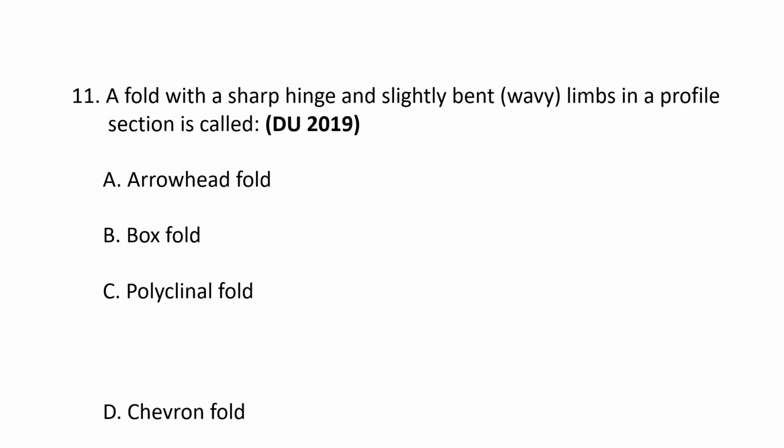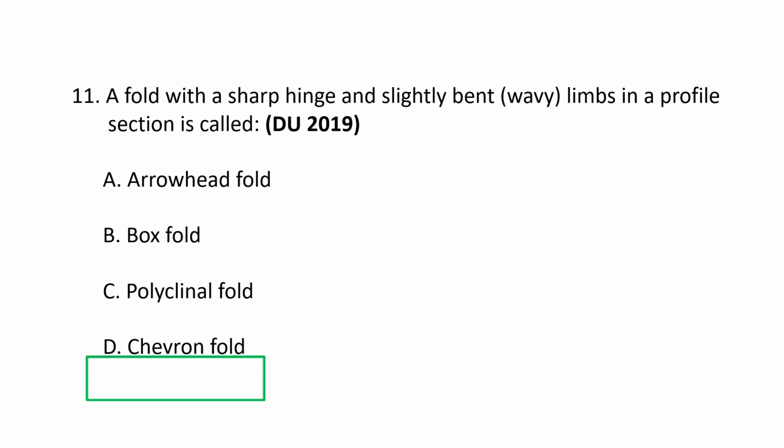Next question. A fold with a sharp hinge and slightly bent or wavy limbs in a profile section is called A. Arrowhead fold, B. Box fold, C. Polyclinal fold, and D. Chevron fold. A fold with a sharp hinge and slightly bent limbs in a profile section is called a chevron fold. While classic chevron folds have perfectly straight limbs, the description of slightly bent limbs suggests a variation, sometimes referred to as a semi-chevron, which still retains the characteristic of sharp hinges.